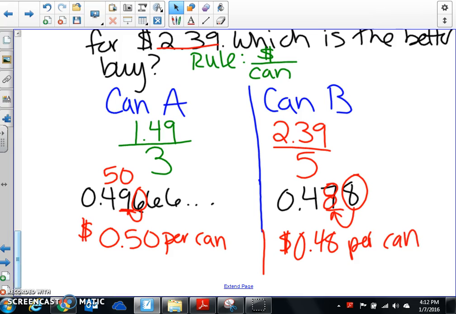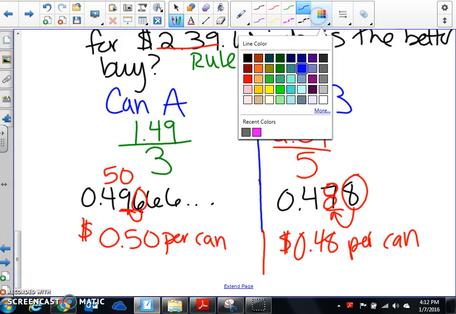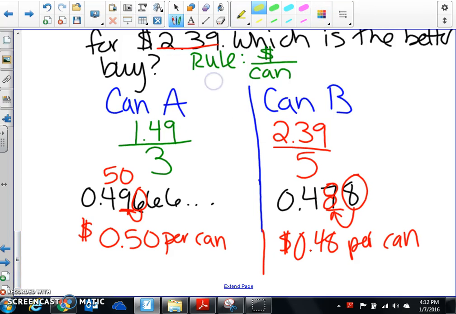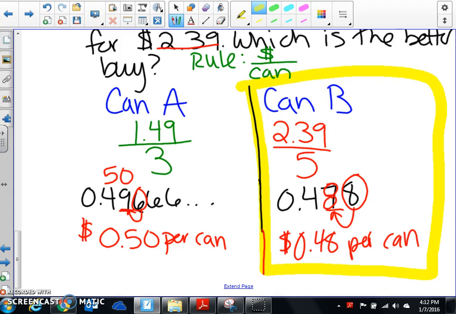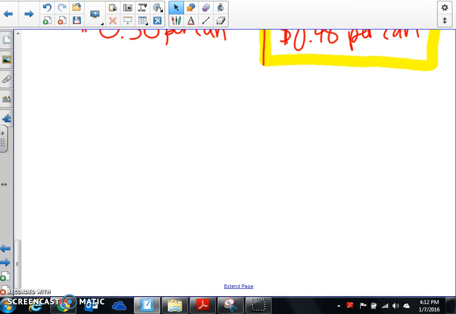So now you got to think to yourself, I want the can that gives me the most bang for my buck. Okay, so per can, 48 cents is the better deal because I don't want to spend my money. Okay, I want to keep as much money as I can. So since this is the smaller amount, that is the better buy. So can B, the 5 cans for $2.39, is the better buy. Let's do another one.